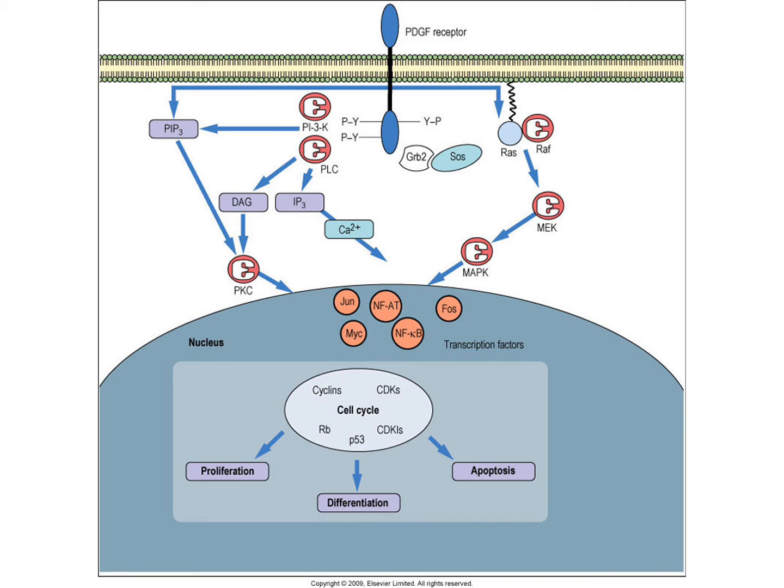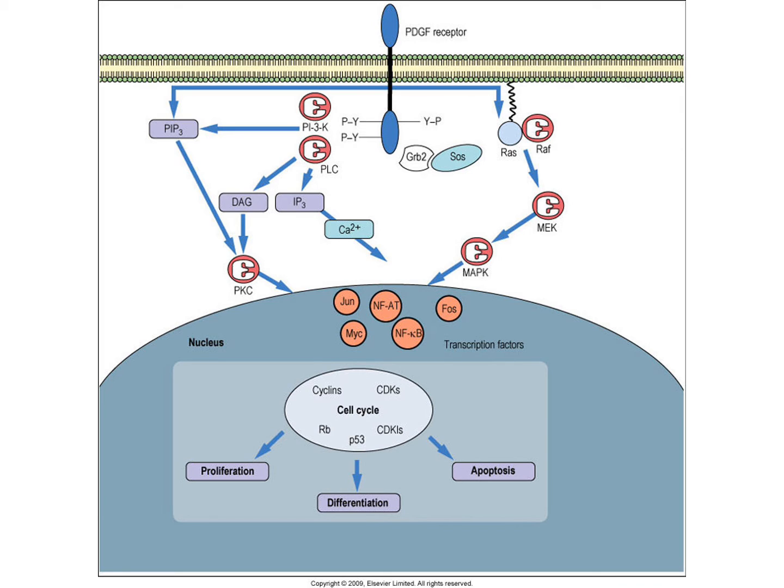So if we have a growth factor like platelet-derived growth factor, attaches to the cell receptor, initiates these pathways, one through the RAS-RAF, initiating MAP kinase, and another through a lipid signaling pathway, both resulting in transcription of all the factors that are needed for the cell to divide.